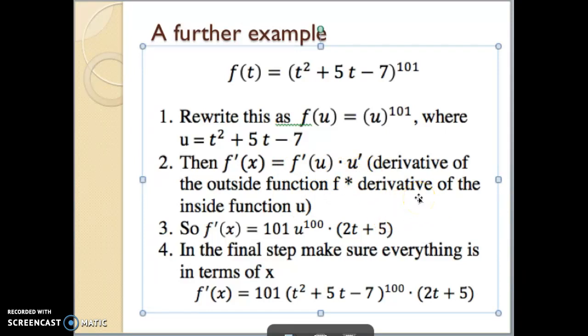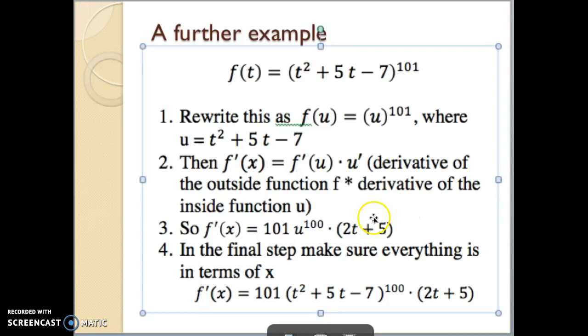This is not saying anything different than what you saw on the previous slide, but it cleans it up a little bit. By substituting a u for your internal function, for your inside function, you now actually have a much cleaner notation.